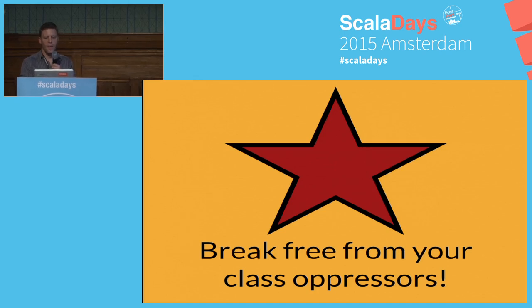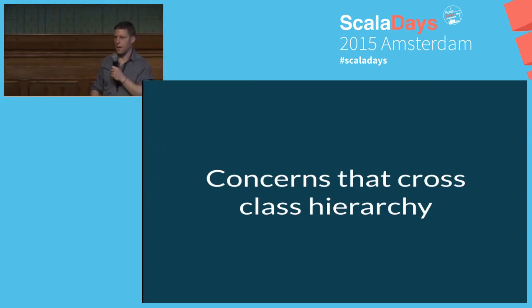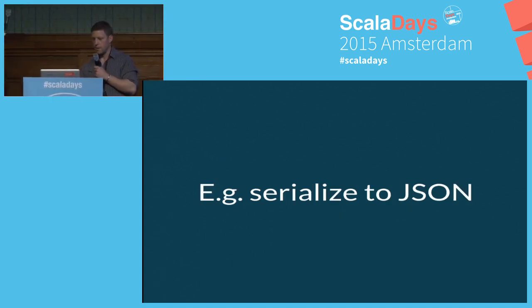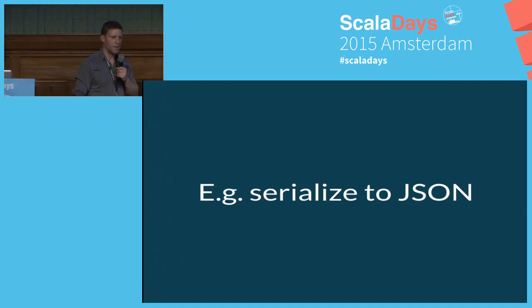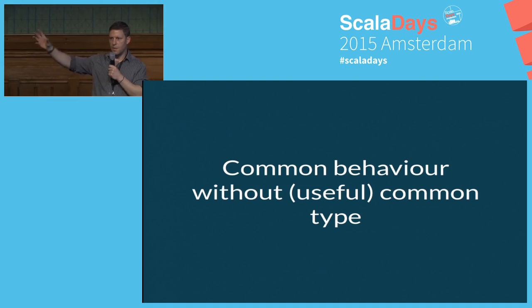Okay. The main concern here is when you have something which crosses class hierarchies. So the classic example is serializing something to JSON, right? You have a bunch of classes that you want to serialize to JSON, but there's no useful common type. Of course, everything has Any as a common type, but you don't want to implement something on Any because it would be very unsafe. So you have a bunch of classes and there's no useful common type uniting them, but you still want them to have some similar behavior.